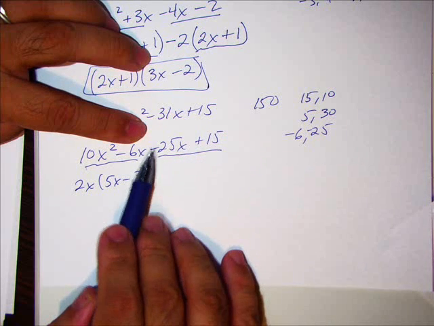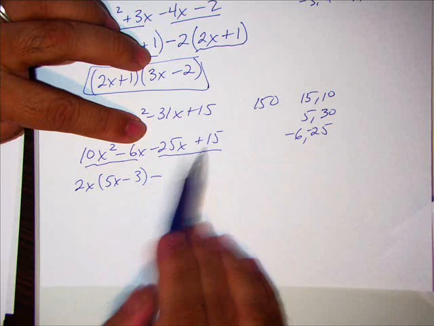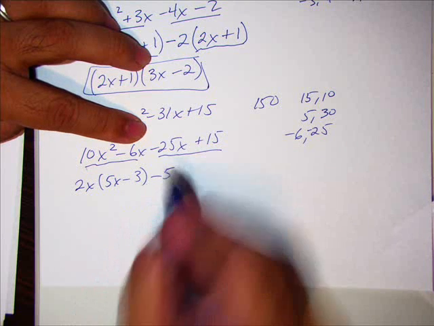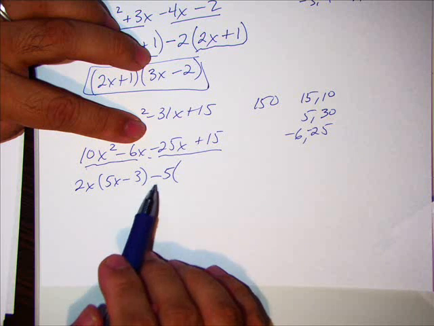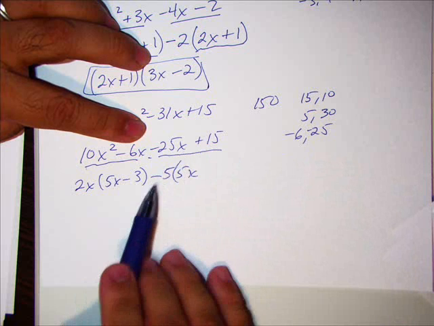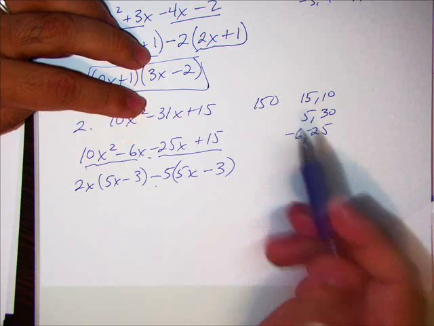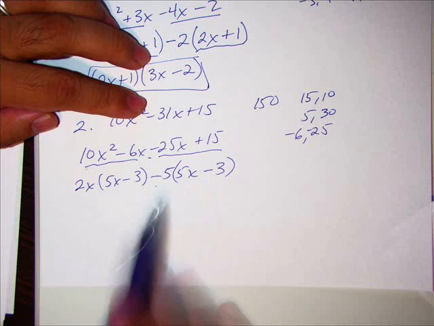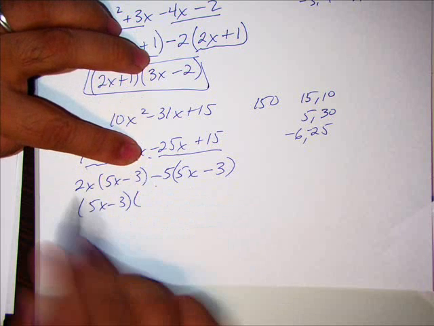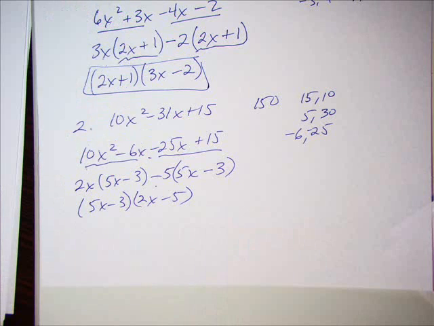Remember, I said that if this term is negative, we're going to take a minus out. What does that mean for this? Well, there's a common factor of 5 that I'm going to take out. So I'm taking out a minus 5. So it's negative 25x divided by negative 5, giving me positive 5x. Positive 15 divided by negative 5 leaves me negative 3. Okay? And you notice they end up being the same here. So I take out the 5x minus 3. That leaves me on the first term 2x. In the second term, a minus 5. There we go.